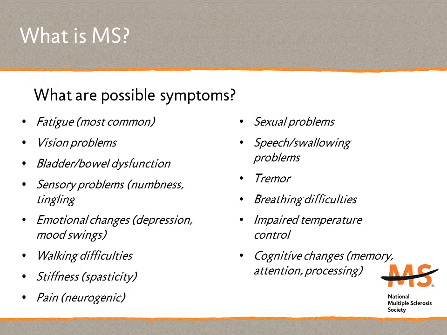Symptoms, such as the ones listed on the slide, may be mild, such as numbness in the limbs, or severe, such as paralysis or loss of vision. The progress, severity, and specific symptoms of MS are unpredictable and vary from one person to another.